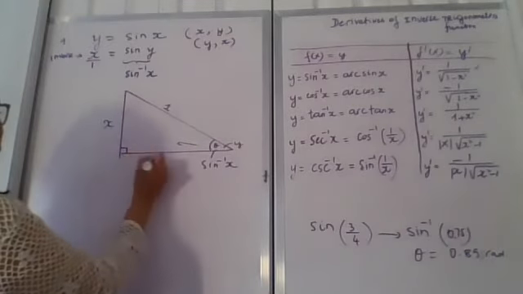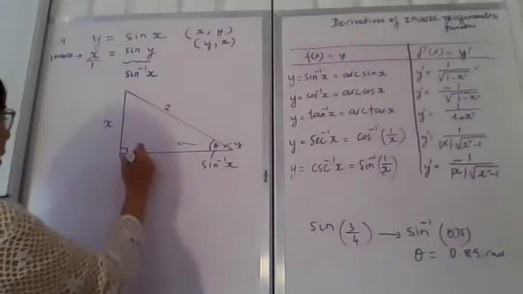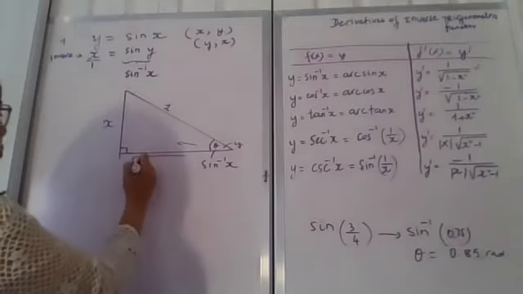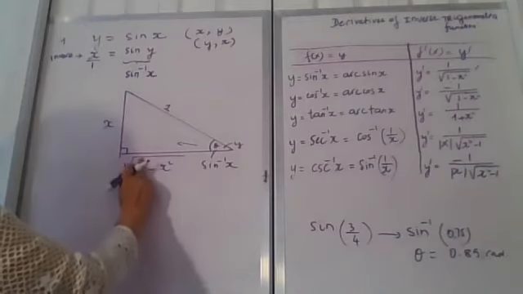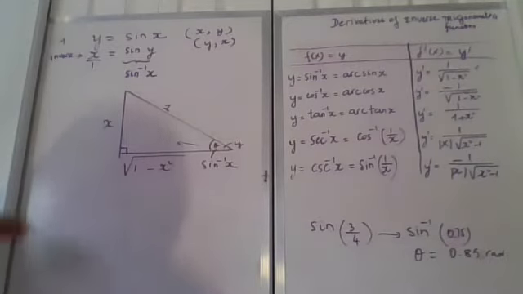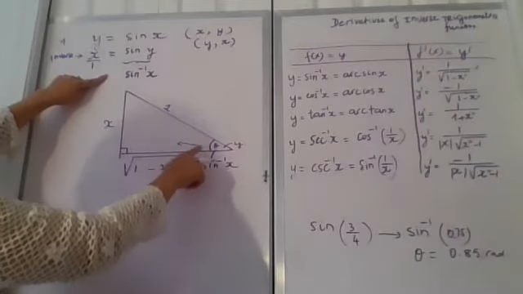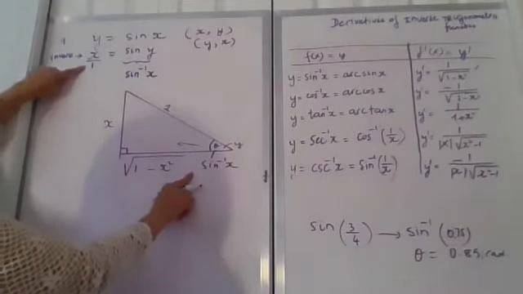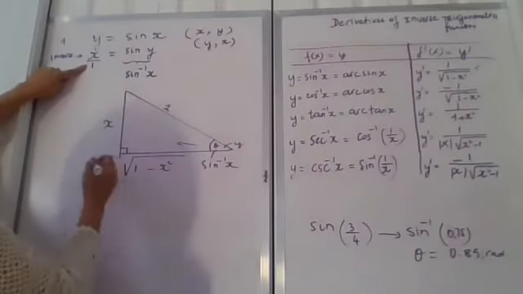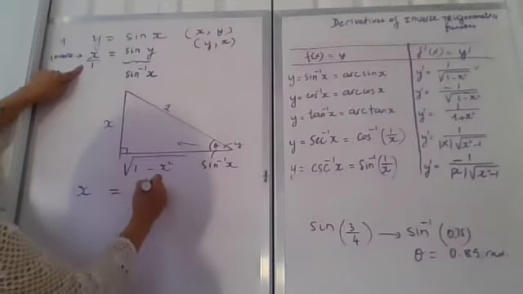So what is the length of this adjacent side? The length of this adjacent is the square root of 1 squared minus x squared. And 1 squared is just the same as 1, right? Okay. So now we're going to say that we will take the derivative of this inverse function, right? Let's say this is the inverse function, x equals sine y.